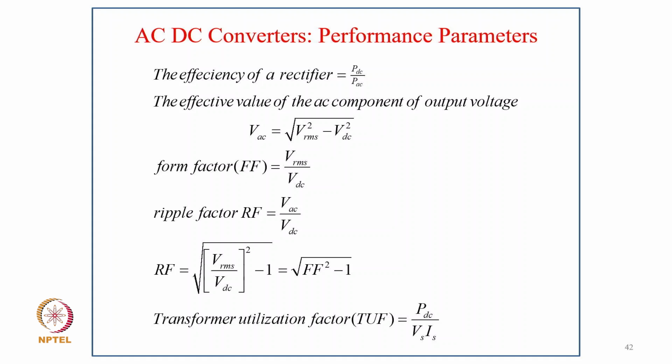Form factor is VRMS upon VDC, and ripple factor is VAC upon VDC. Of course, this can also be defined as the square root of (VRMS upon VDC) squared minus 1, or the square root of FF squared minus 1, where FF is the form factor. And transformer utilization factor is PDC upon VSIS.